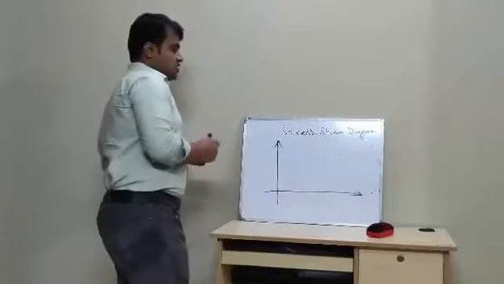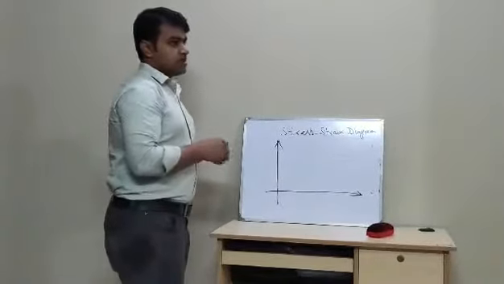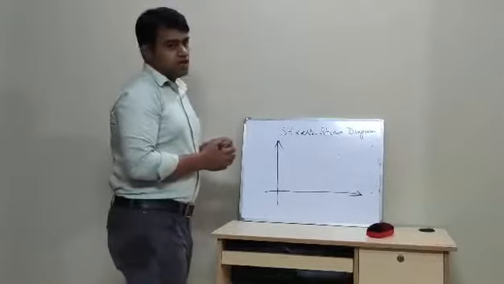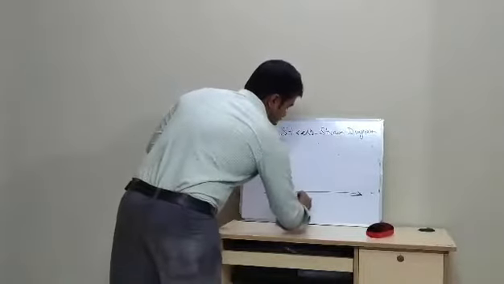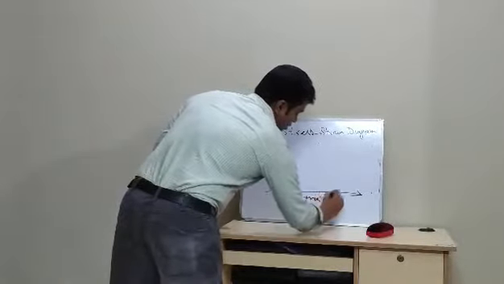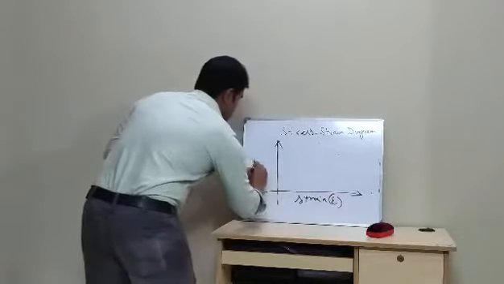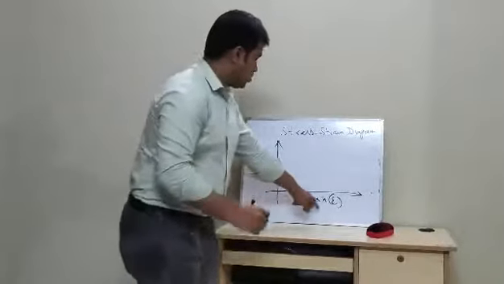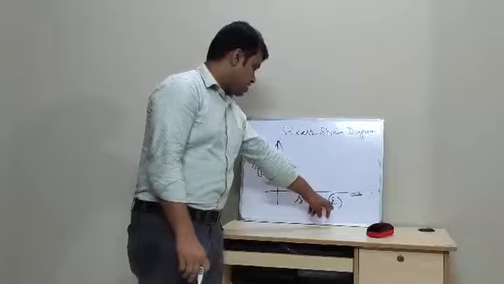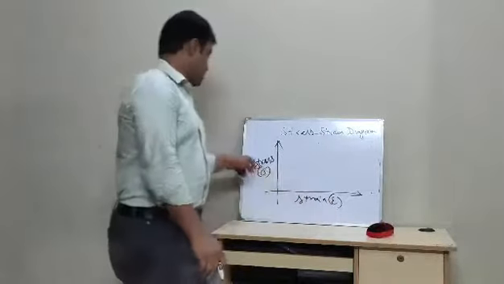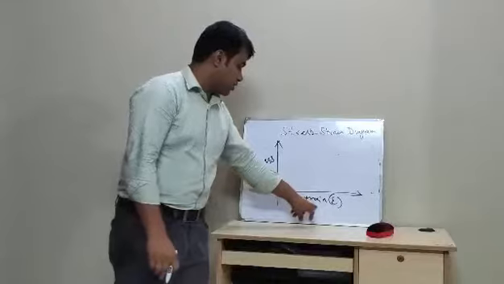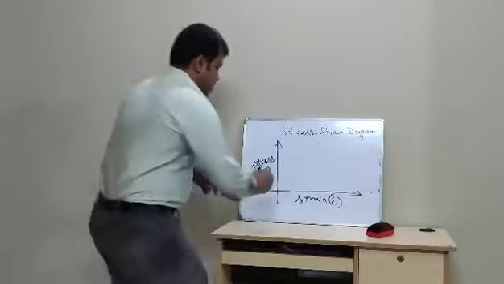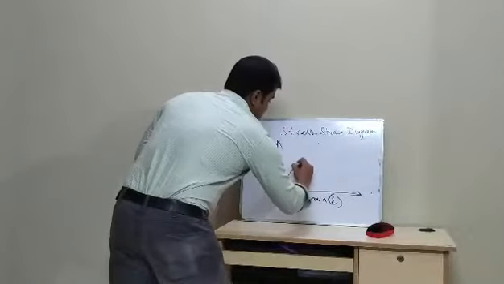Along the x-axis, I will take strain, as it is the conventional rule, and along the y-axis, I will take the stress, and it is also the conventional rule. Okay, strain, stress. Strain is denoted by epsilon, and stress is denoted by sigma. Now, what is the stress strain diagram?